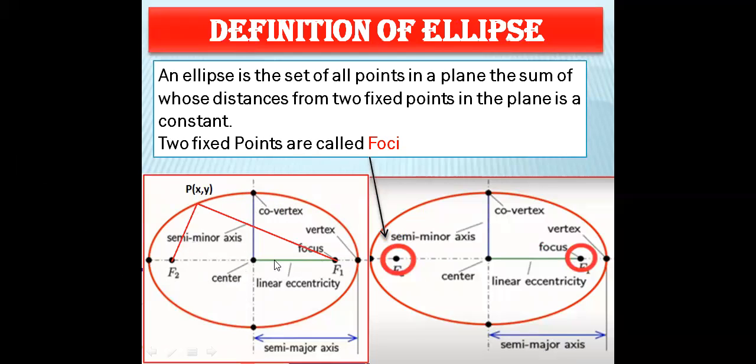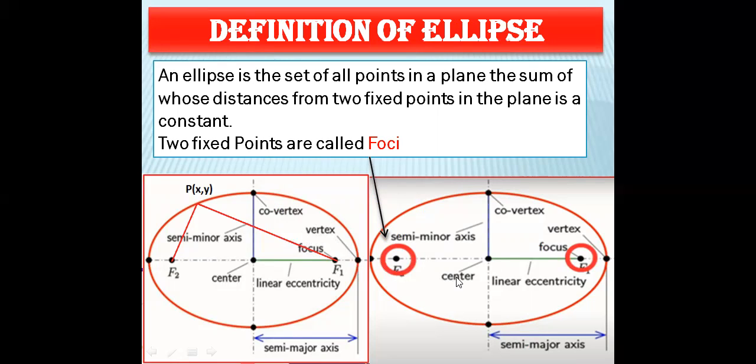In all the cases, students see that the sum of the distances of point P from F1 and F2 remains constant throughout the ellipse. So this becomes the definition. The definition of the ellipse is the collection of all points in a plane for which the sum of the distances from two fixed points always remains constant.